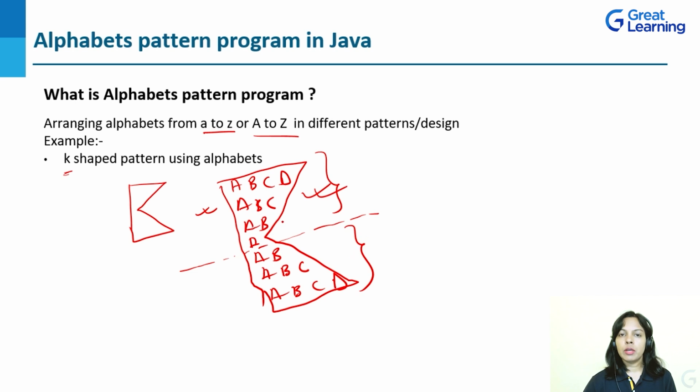Now to write a code for the upper part, you need two loops again. Nested for loop will be used. One is for the outer row, for the number of rows. The outer for loop will be for the number of rows. The inner for loop will be for the number of columns.